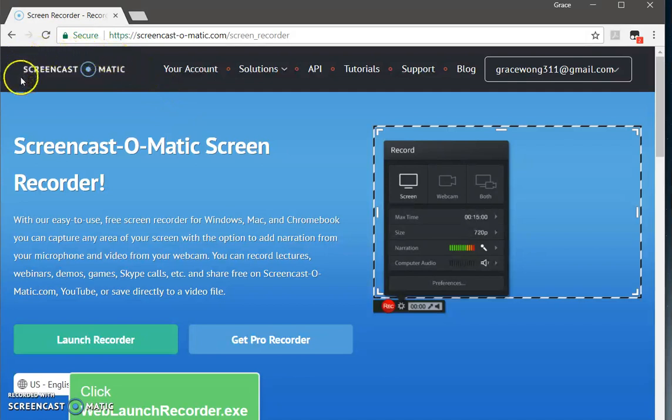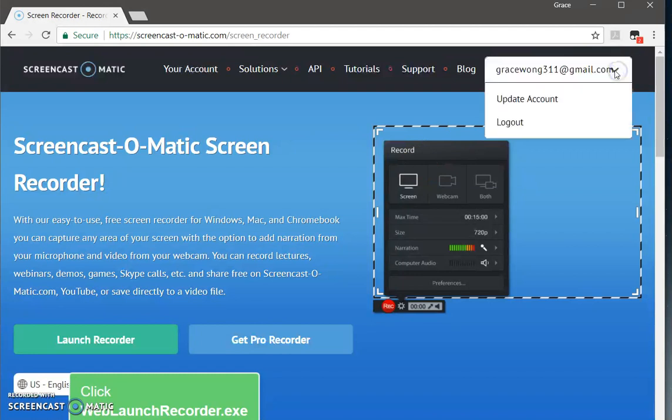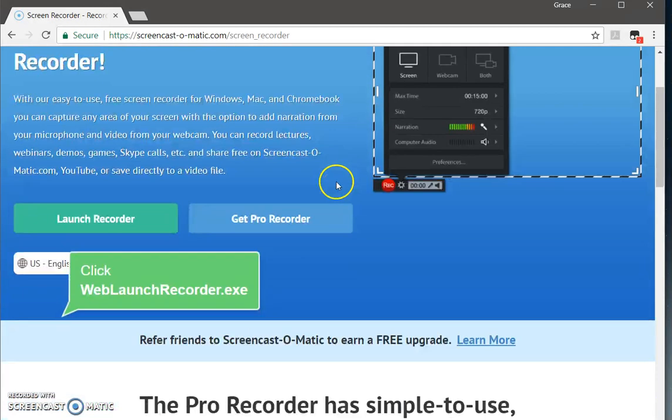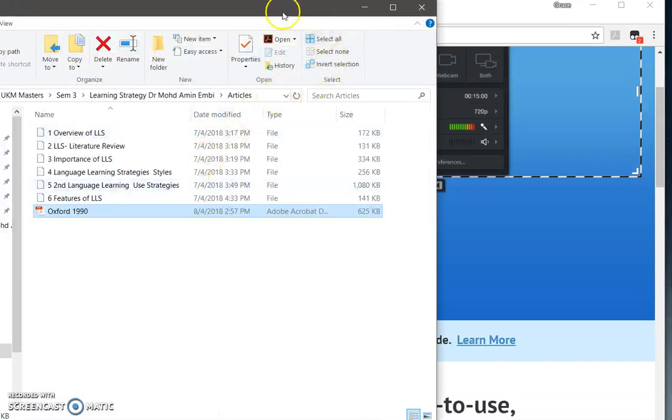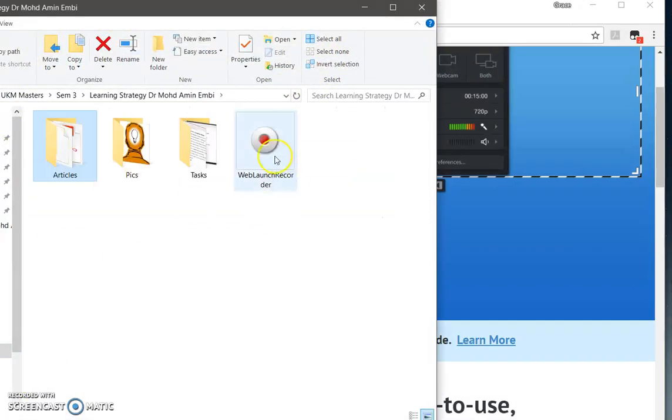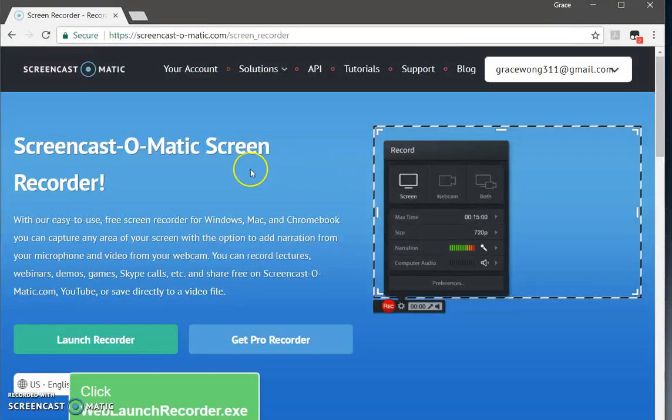So the website that I have chosen to do my recording is Screencast-O-Matic. I chose this website because of its user friendliness and its ease to maneuver around the site. All we have to do is just sign in using our Google account, and then we will have to download a web launch recorder which will fall into our selected folder such as this. So once we are ready to record, we just double click the icon and voila, we are good to go. So this is why I chose the website.